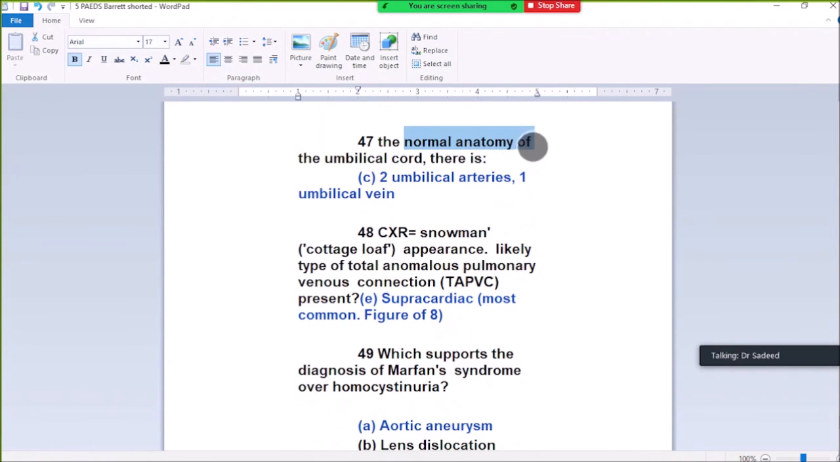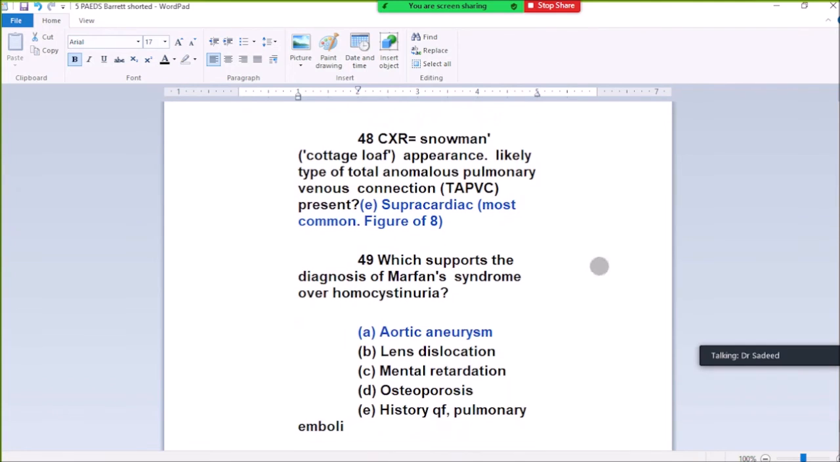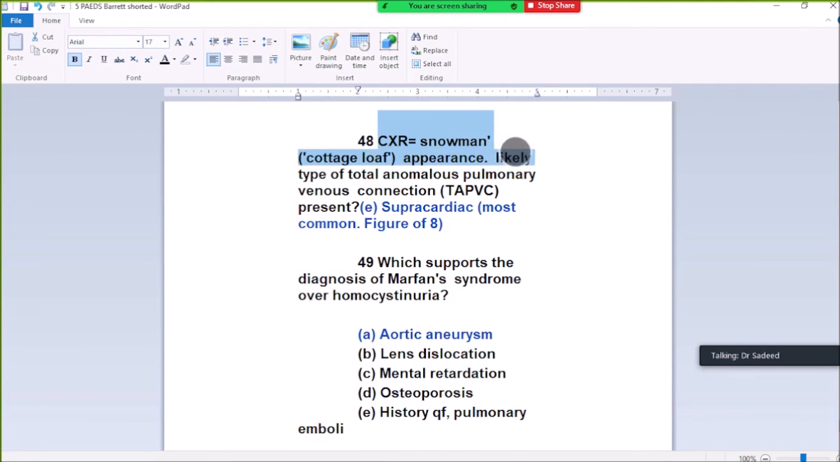Question number 47. The normal anatomy of the umbilical cord: there are 2 umbilical arteries and 1 umbilical vein. 48. Which type of total anomalous pulmonary venous connection is associated with the snowman, cottage loaf, or figure of 8 appearance? Supracardiac. The most common is supracardiac total anomalous pulmonary venous connection or return. The figure of 8 appearance can also be seen. Snowman, cottage loaf, or figure of 8 appearance, all are correct.